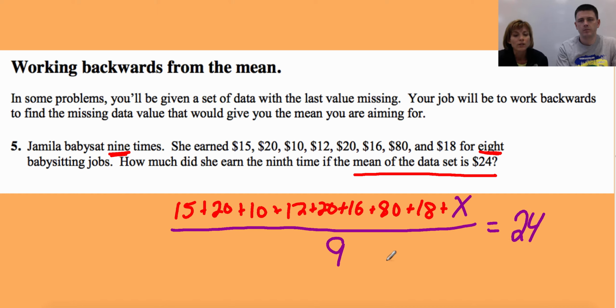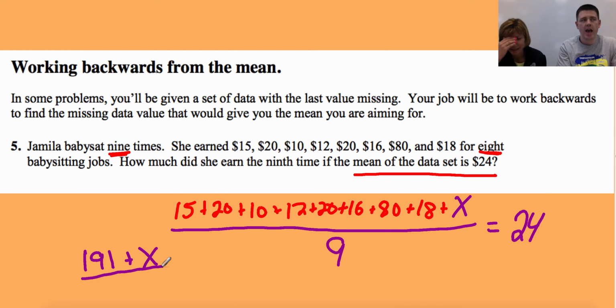At this point, you're going to need to pause the video, use your calculator, and add up how much she has earned so far. Mrs. King is just adding up her 15, 20, 10, all the pieces we know, and got a total of 191. So 191 plus that last time.